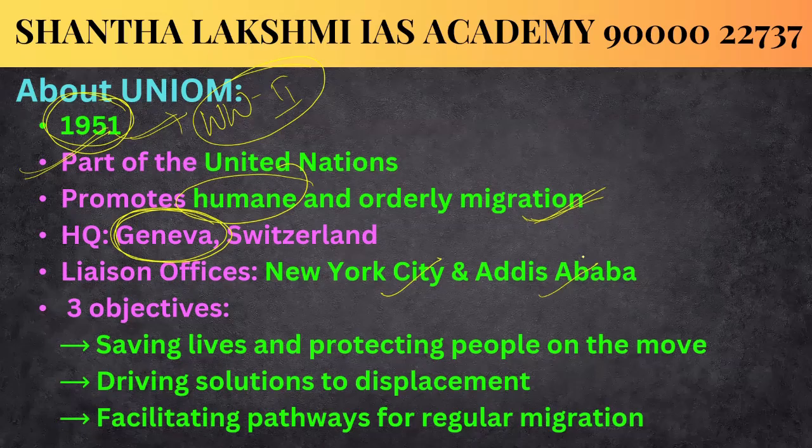Its three objectives include saving lives and protecting people on the move, those are the migrants, driving solutions to displacement-related problems, and facilitating pathways for regular migration. It will also look into the pathways, the routes for regular migration.